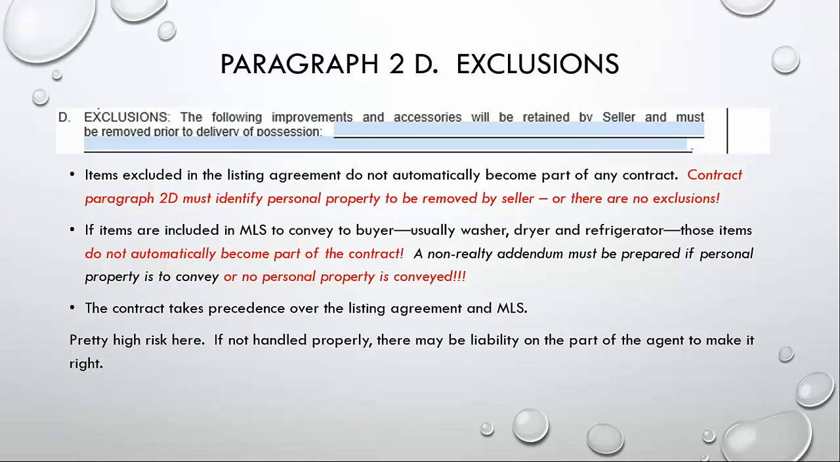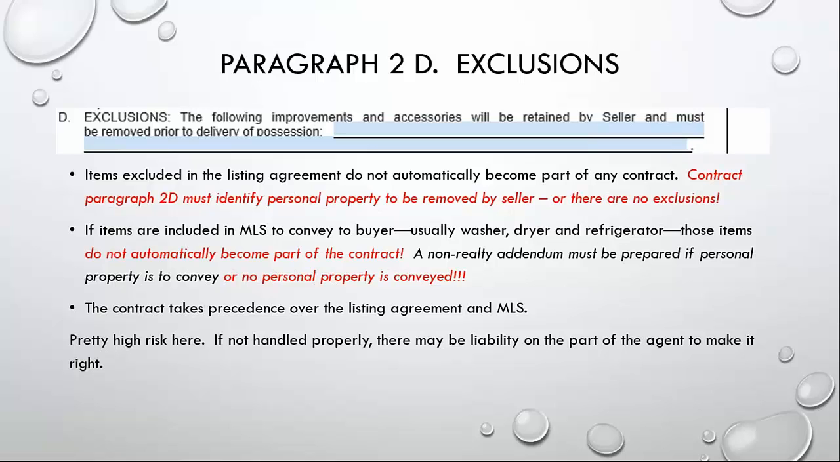Now here's where the problem comes in: items excluded by way of the listing agreement do not automatically become part of any contract. The contract paragraph 2D still must identify the property to be removed by the seller, or there are no exclusions, because the contract trumps the listing agreement, the contract trumps the buyer's rep agreement, the contract takes precedence over everything. So if you have exclusions for the seller, be sure that you carry those exclusions forward into the contract, even if paragraph 2D that you received from a buyer's agent does not have anything in the field. You have to have it there or the seller can't take it.